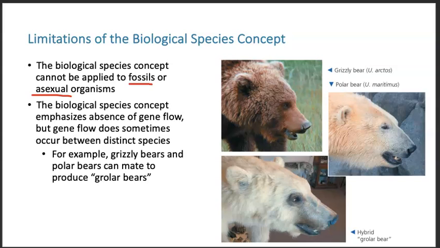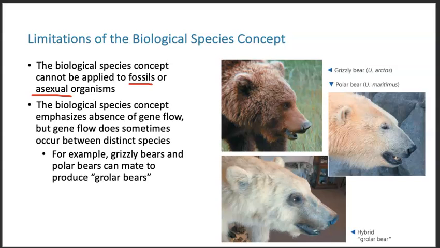The biological species concept also emphasizes absence of gene flow. Now, I talked a little bit earlier in the previous video about how gene flow keeps different populations of members of the same species together. But if we're trying to figure out if two things are different species, we just assume that gene flow isn't happening. But it does sometimes happen. A good example of this can be seen between grizzly bears and polar bears. Grizzly bears and polar bears don't tend to live in the same area, and so there's not a lot of gene flow between them.